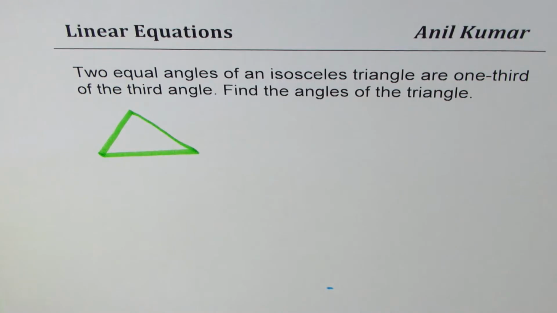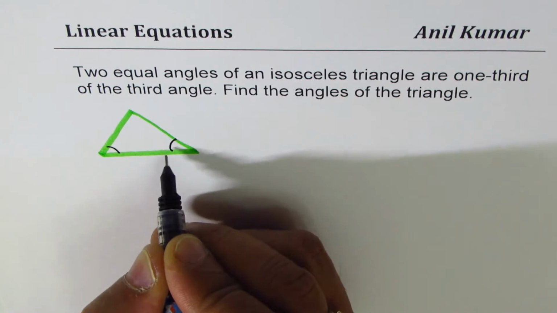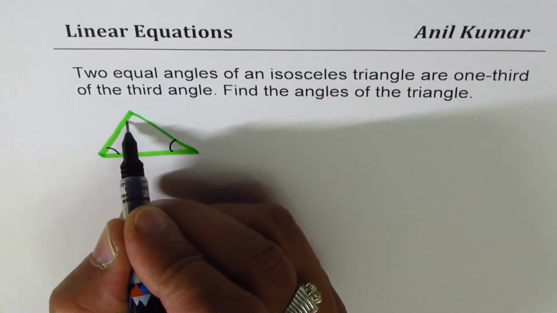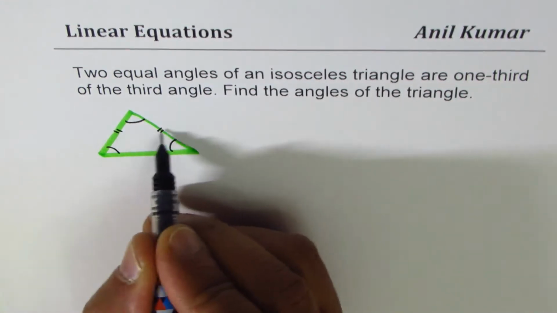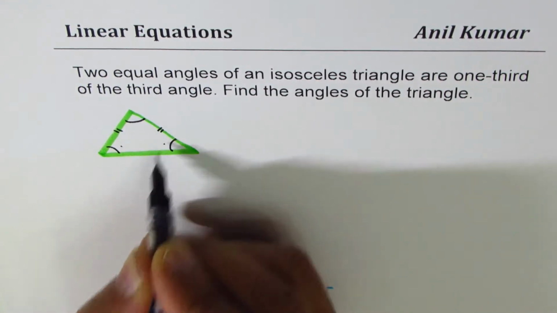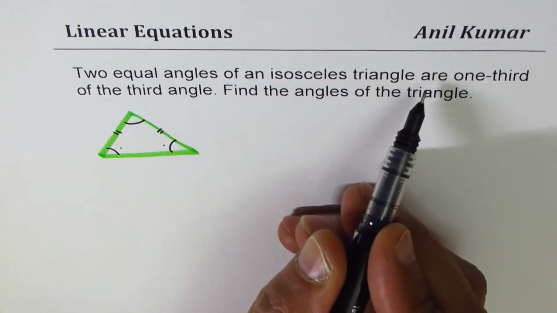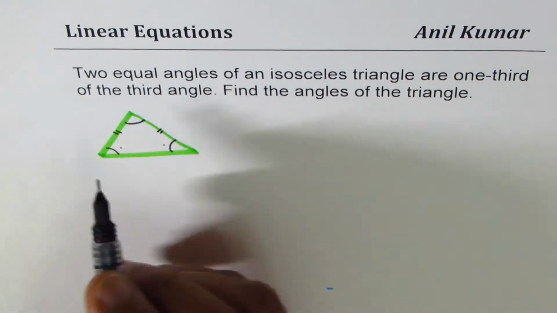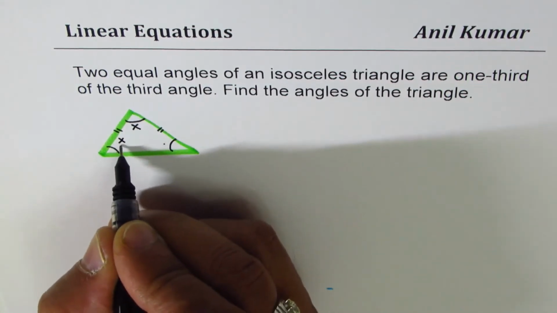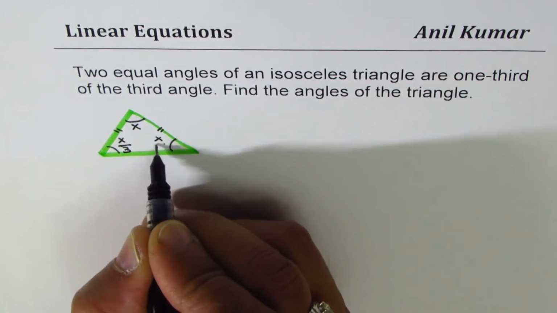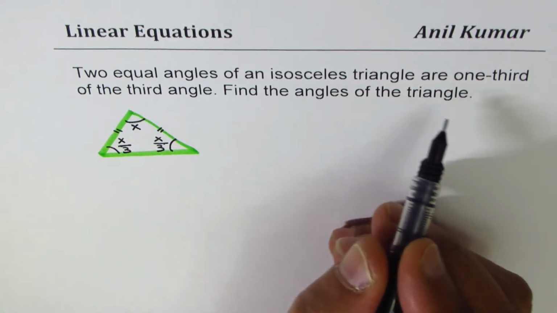Now we are given here that two angles are 1/3 of the other angle. Isosceles triangles means two equal sides. So the angles opposite to these equal sides will be equal. These two angles are equal. Two equal angles of an isosceles triangle are 1/3 of the third angle. So if I say that the third angle is x, then these two angles are x over 3. Now they become 1/3. Find the angles of the triangle.